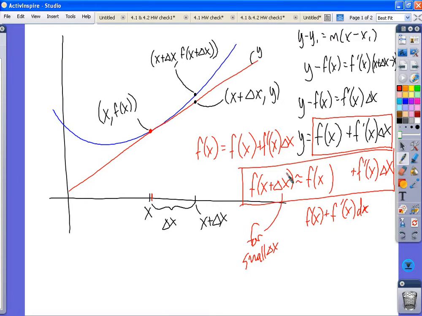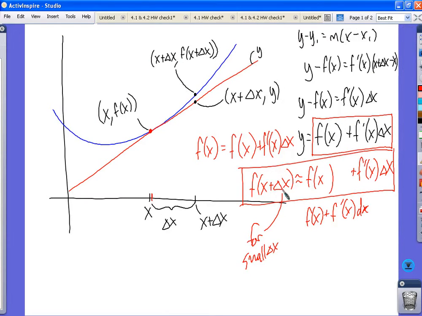The value of f a little bit away from x is going to be approximately the same as f of x plus f prime of x times dx. So we're going to use this to approximate the values. We found the actual values just a moment ago, and now we're going to find the approximations and see how close they are.